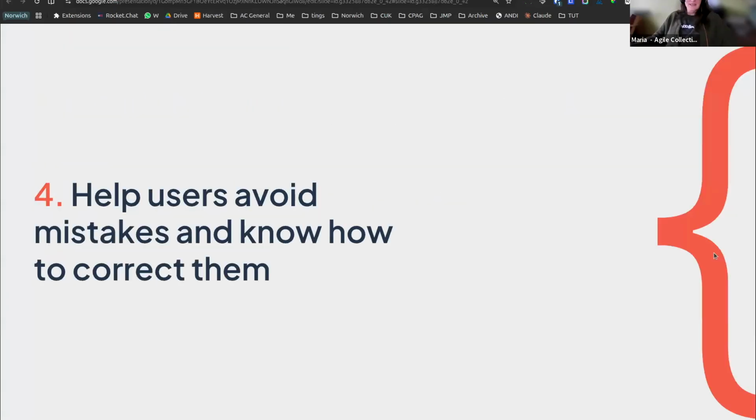Where are we going next? Okay, I'm skipping to number 4. Help users avoid mistakes and know how to correct them. Okay, so yeah, an example. This is quite important when it comes to filling out forms, particularly forms that have consequences, like tax returns or paying a parking fine or that kind of thing.